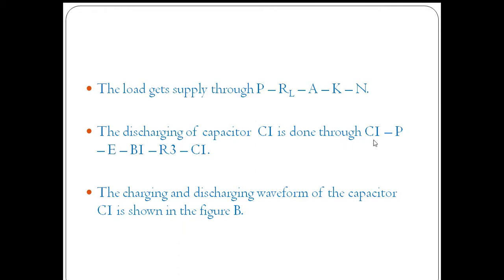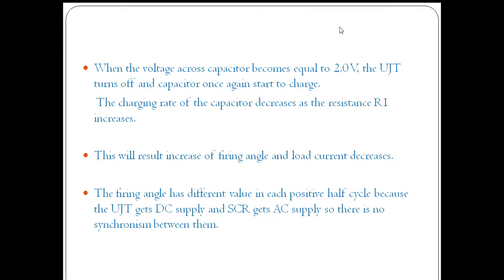The discharging path of the capacitor is through C1, P, E, B1, R3, C1. Charging and discharging waveforms of the capacitor C1 are shown in the figure. Whenever the voltage across the capacitor becomes equal to the valley point, the UJT turns off and the capacitor once again starts charging. The charging rate of the capacitor decreases as the resistance R1 increases. This results in an increase of firing angle and the load current decreases.